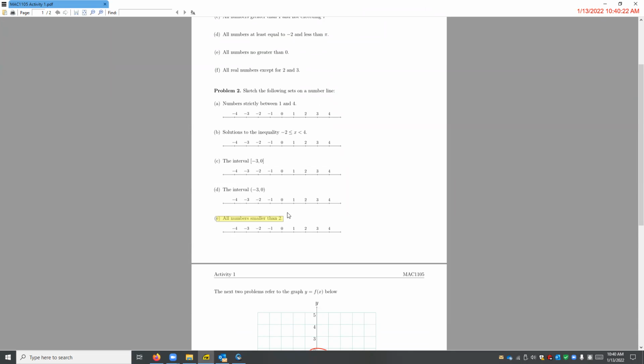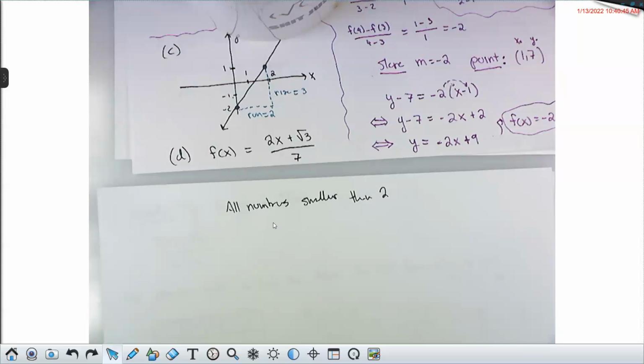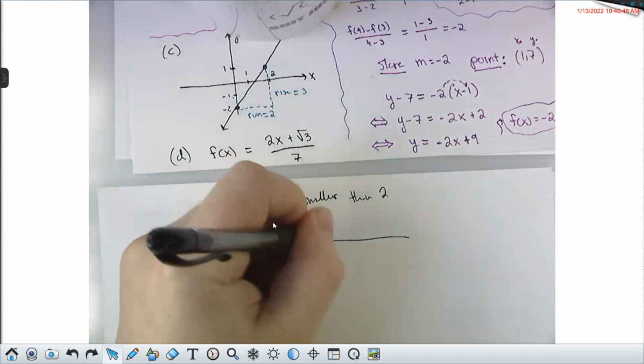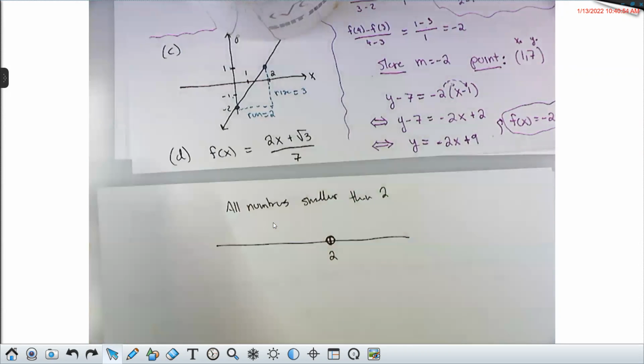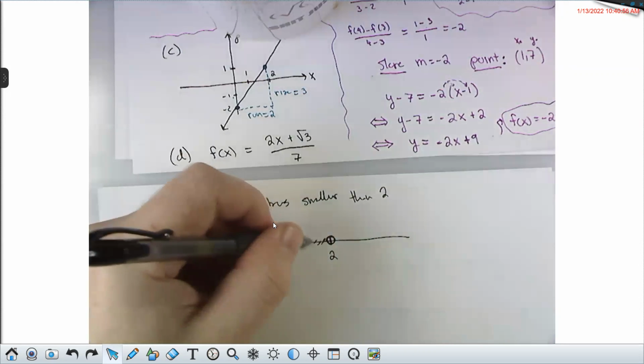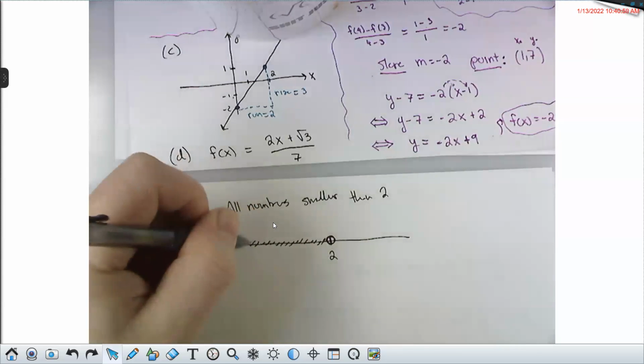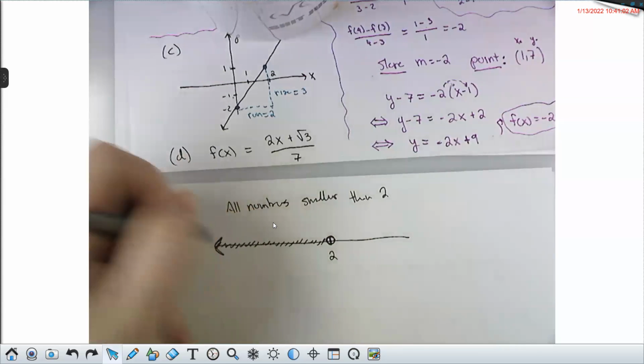How would I shade part E in problem 2? All the numbers smaller than 2. It would be an open circle on 2 and then a line all the way to the left. Very good. So that would look like 2 here. Since we have to be strictly smaller, then we don't want to include 2. So the open circle or a parenthesis would be fine there, either one. And then we'd shade everything to the left because we get smaller as we go to the left. So just like that.